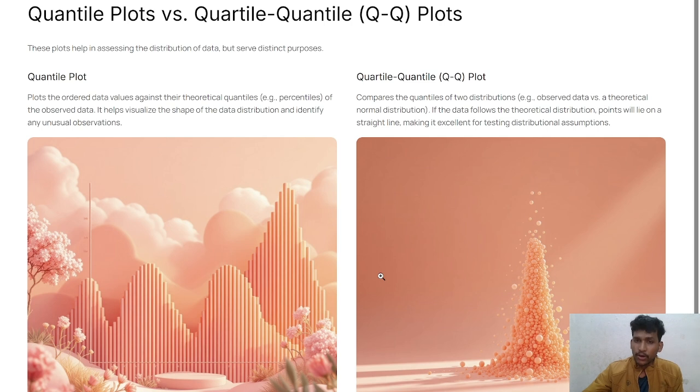Now, the quantile-quantile, Q-Q plot, compares the quantiles of two distributions, e.g., observed data versus a theoretical normal distribution. If the data follows the theoretical distribution, points will lie on a straight line, making it excellent for testing distribution assumptions.